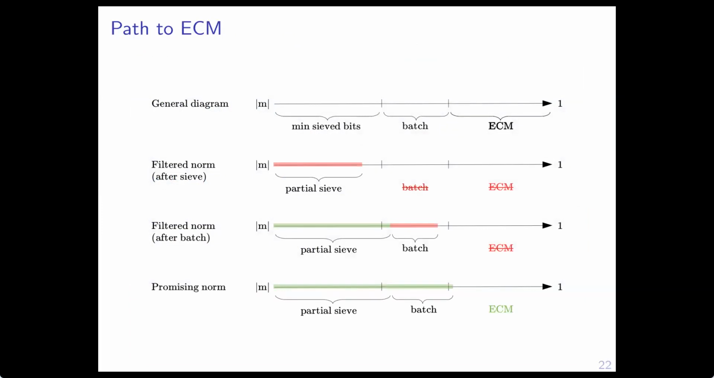These are those bounds. We have a bound here for the partial sieve, and it's a new bound. If we move it to the left or to the right, it means we filter more or fewer norms. So we have to slide it to the optimal place, so that we get enough promising norms, but not too many.